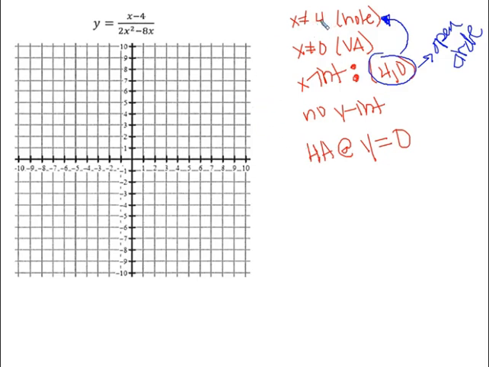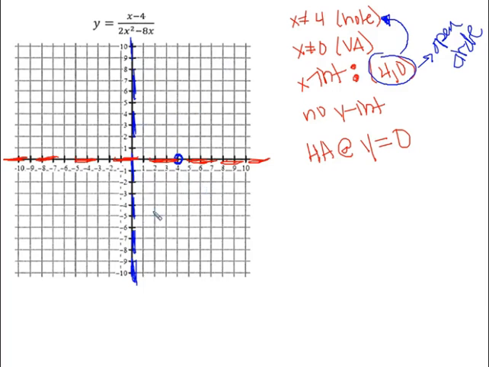x cannot equal 4. Okay, there's a hole there, so we can put a little hole there at (4, 0). We have a vertical asymptote when x is 0, so we can put a vertical dotted line at that x value. We also have no y-intercept, so we can't put a dot there. We also have a horizontal asymptote going across at 0. And that's all that we basically have. So based on this information, we're getting a general layout of what's happening on our graph.